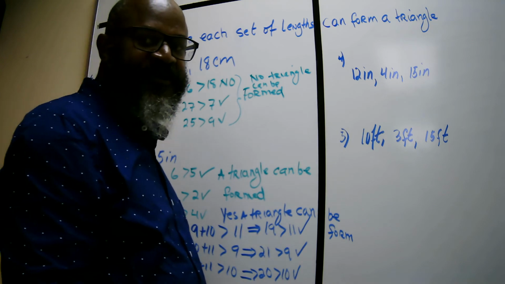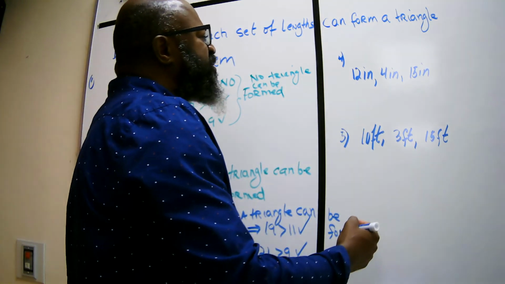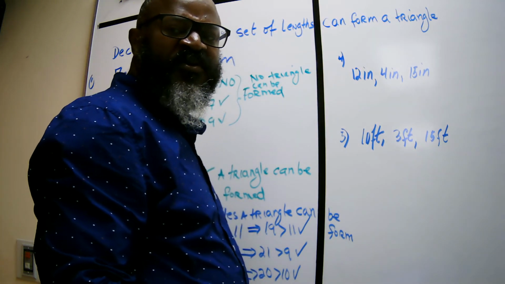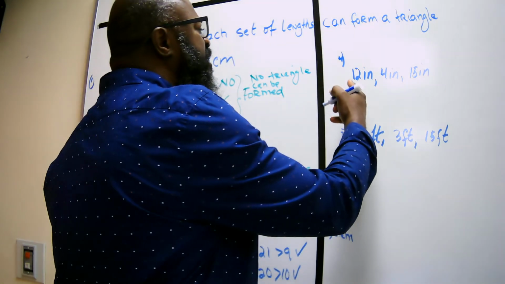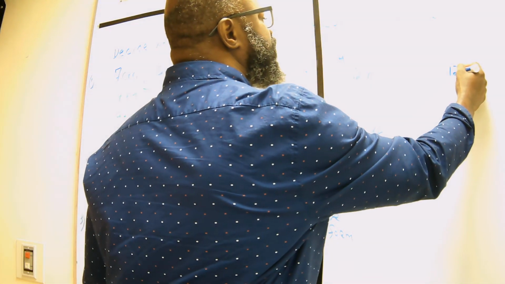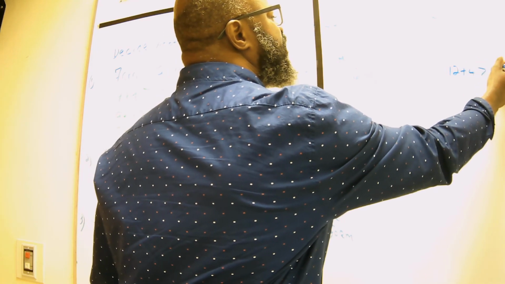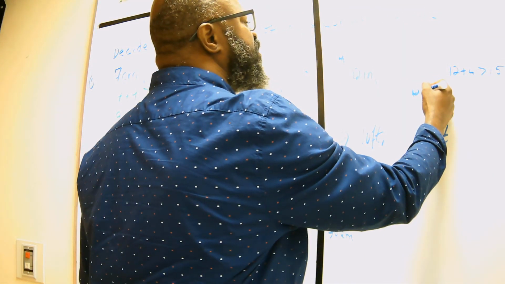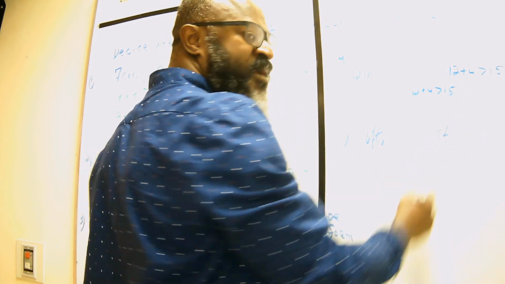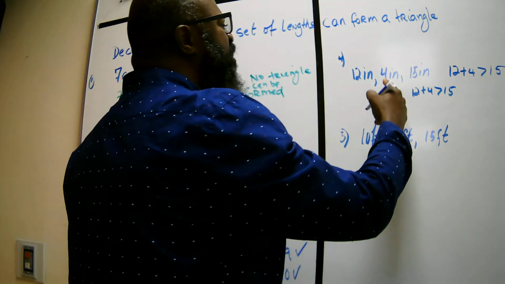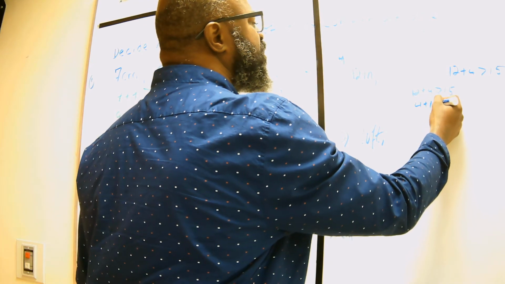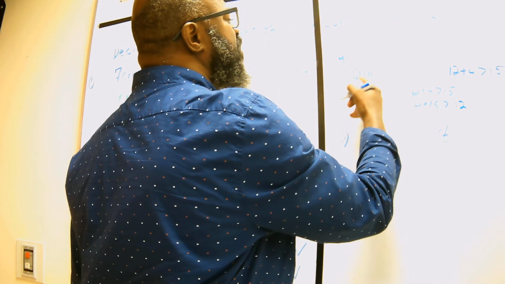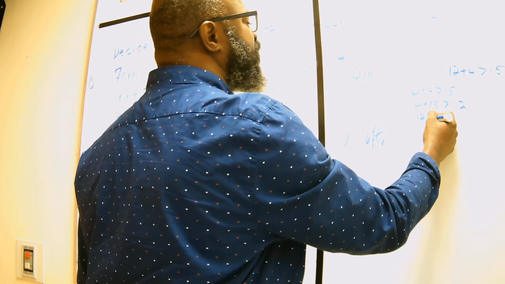In the next scenario, you have the following information. You have 12, 4, and 15. You want to know if a triangle can be formed. Either you have 12 plus 4 greater than 15, that's one way. The other way, you can have 4 plus 15 greater than 12, and 12 plus 15 greater than 4.